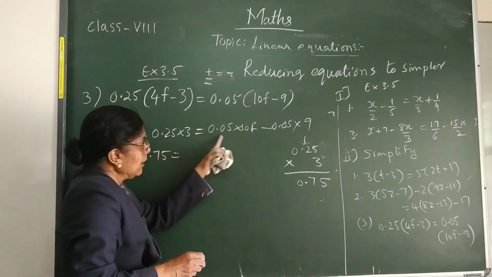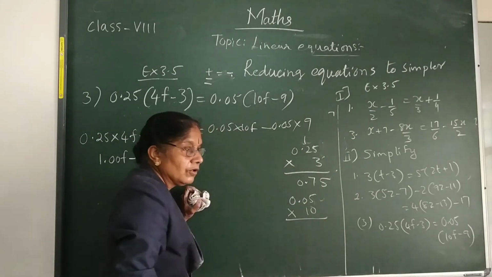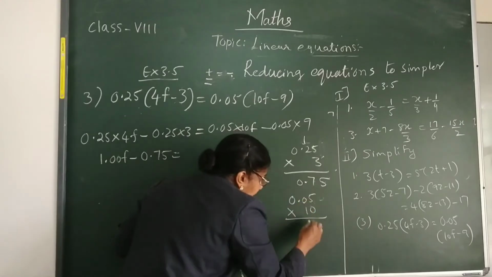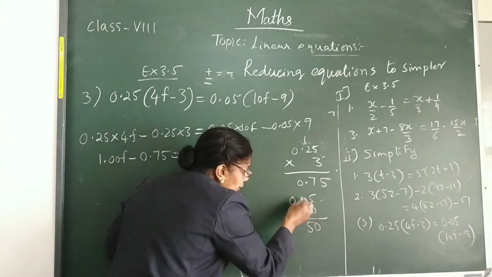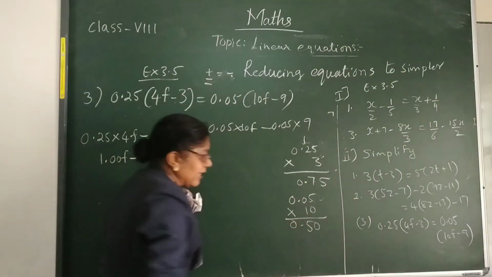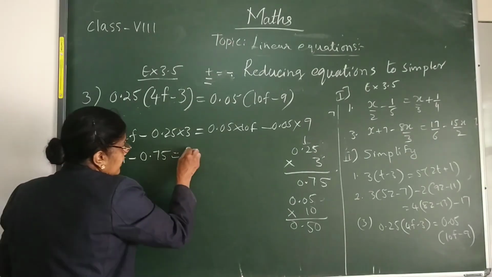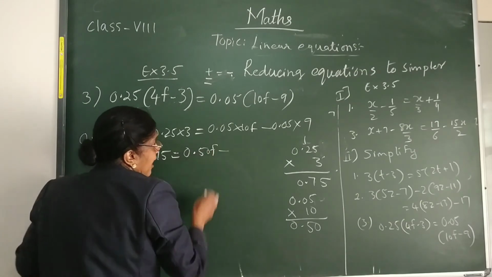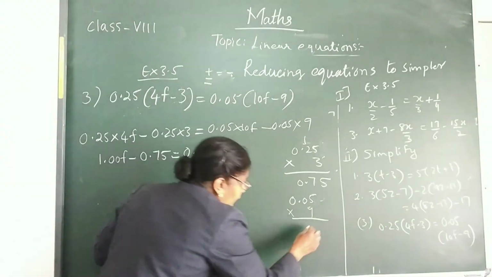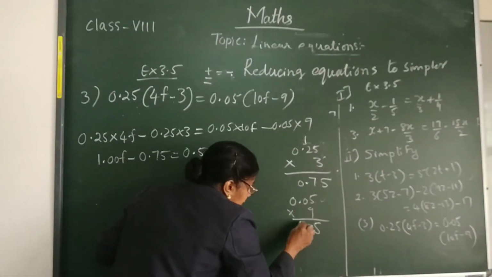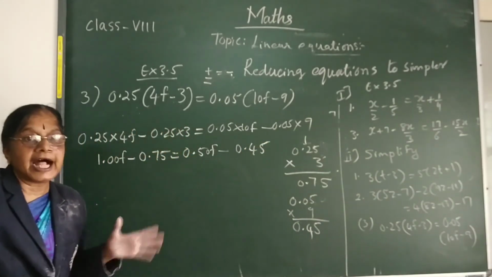So 0.75 is equal. Now we will do this. 0.05 into 10. Okay, so how to do this? 10 5s are 50. We will keep it. How many places of decimal are there? 2 places of decimal, so how much will it become? 0.50. So you will get 0.50f minus 0.05 into 9. 9 5s are 45. How many places? 2 places. So 0.45.